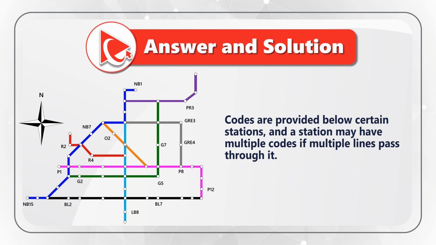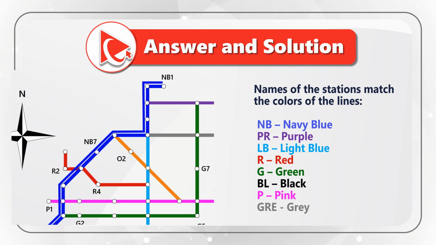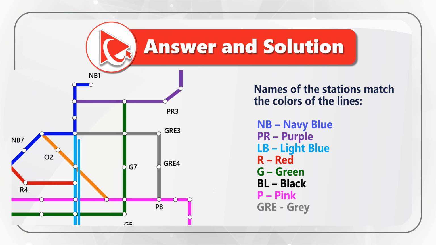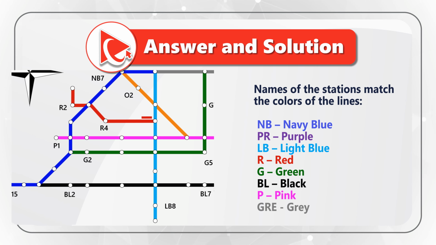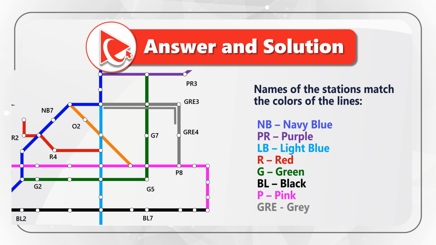What's interesting here is that if you look close enough, you can determine that the names of the stations match the colors of the lines. For example, NB stands for navy blue, PR stands for purple, LB stands for light blue, R for red, G for green, BL for black, P for pink, and GRE for gray.